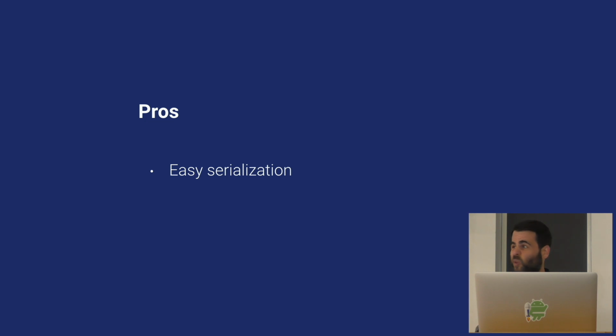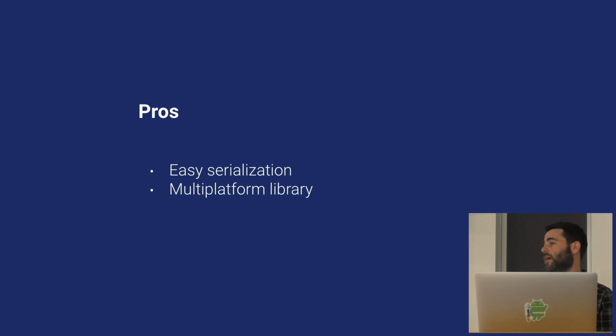So the pros: it's pretty easy to work with. A lot of the code is just generated, and you're just marking classes as serializable. It's a multi-platform library. So following up on the previous talk about Kotlin multi-platform and Kotlin native projects, you can actually use this in a common module in that project. It will work in a multi-platform project, which is great, so that you don't have to have platform-specific serialization.